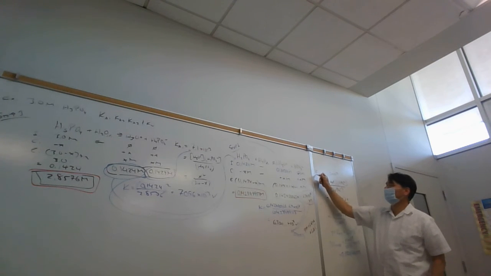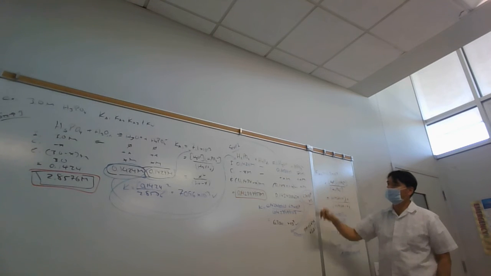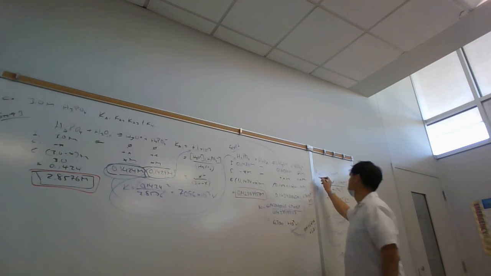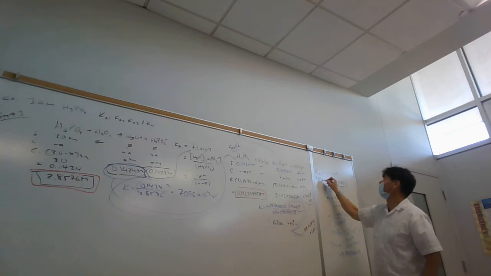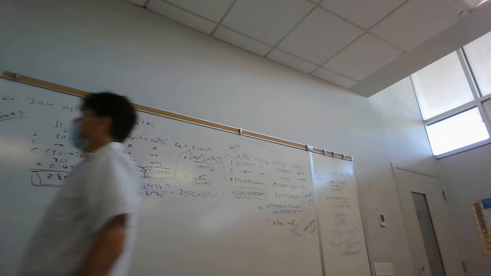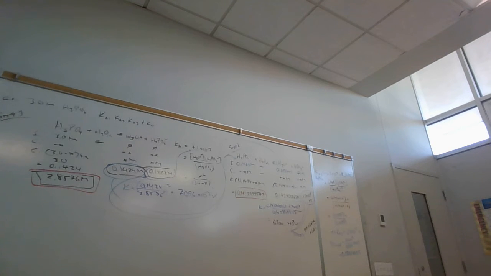I have to be careful with the way I name this. This is Ka1 for phosphoric acid. This is Ka2 for phosphoric acid, which equals Ka for dihydrogen phosphate. This is Ka3 for phosphoric acid, which is equal to Ka for monohydrogen phosphate. The 1, 2, 3 apply just to phosphoric acid, and then we look at the individual Kas if we want.